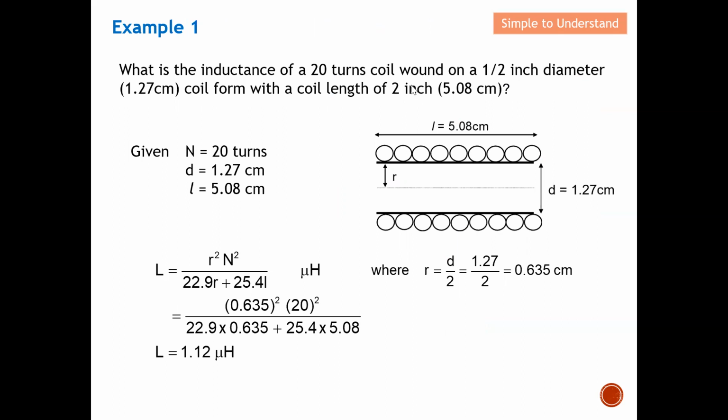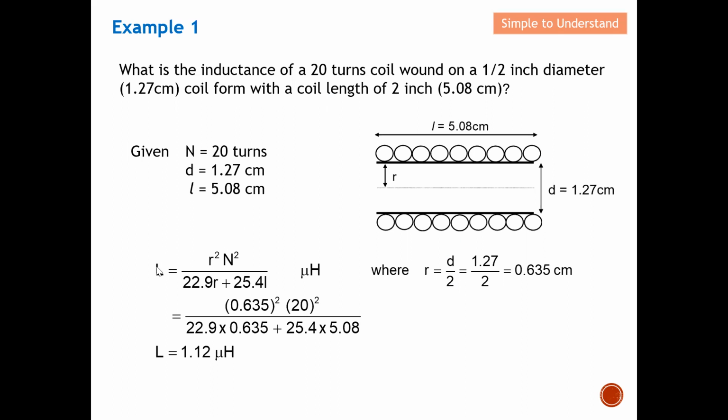You can see from here, inch into centimeter, then I can work out on this equation here. These are the 3 parameters given in the question. I know my number of turns. The diameter is 1.27. Again, if I want to obtain the radius, I can simply use diameter divided by 2, which will give me 0.635 centimeters. I also have the length, which is 5.08 centimeters.